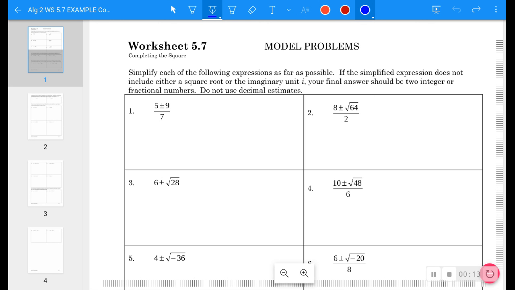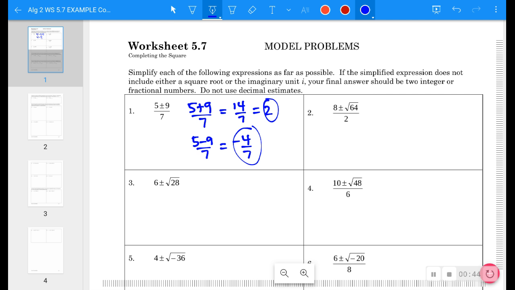Okay, on this first example, we've got 5 plus and minus 9 over 7, and we'll just treat those separately. 5 plus 9 over 7, and 5 minus 9 over 7. The first one gives 14 over 7, which is 2. And the second one simply gives negative 4 over 7. So your answers are 2 and negative 4/7.